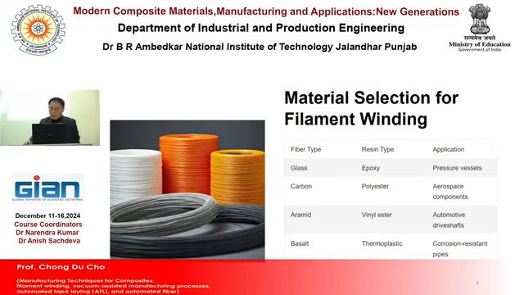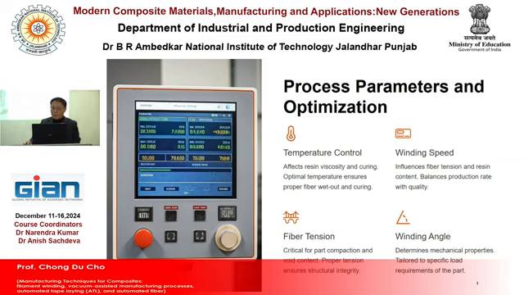And the process parameters and the optimization. So usually we can control temperature and the winding speed and the fiber tension and the winding angle, as you expect. Okay? And the quality control and inspection is needed.